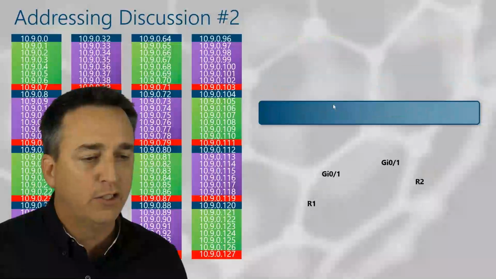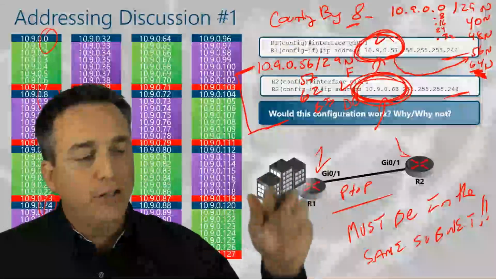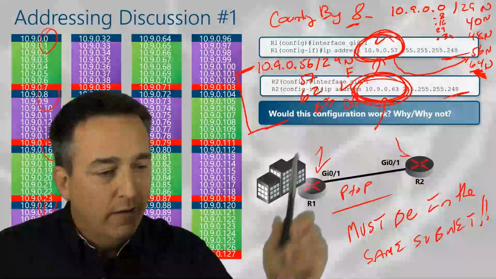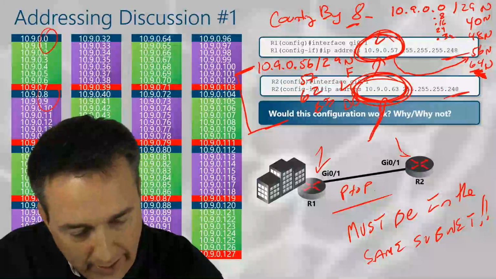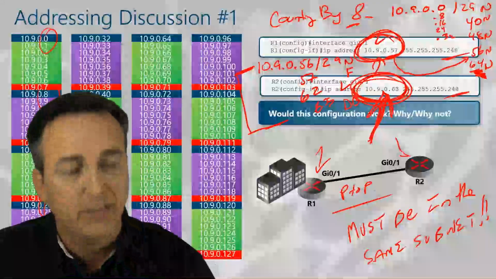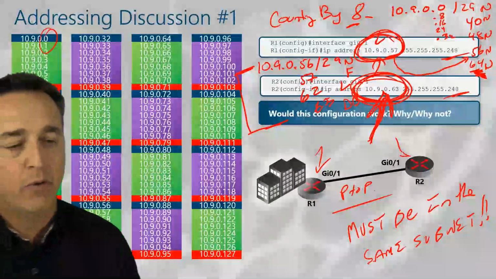Oh, what did I do? Oh, I just switched pages. This configuration would not work because that address, this one right here, is the directed broadcast address for the subnet. That's why it wouldn't work.